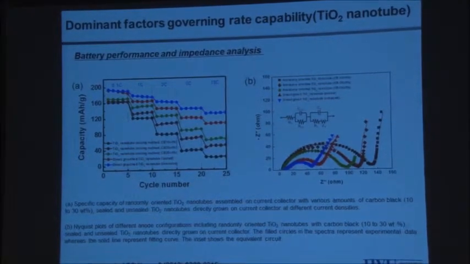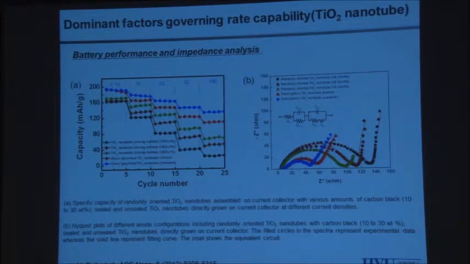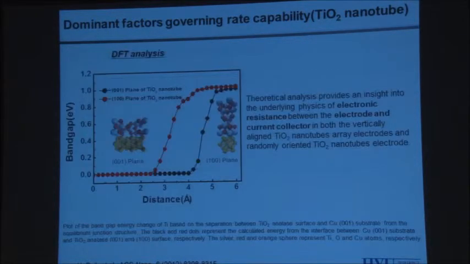Also, by studying the resistance of titanium, this direct growth titanium tubular structure shows the lowest resistivity of the materials. This also showed the theoretical band gaps of the 001 and 100 planes of titanium interacting with lithium.